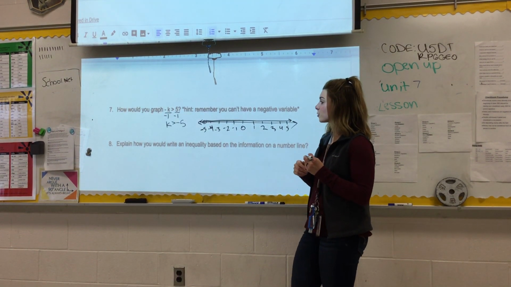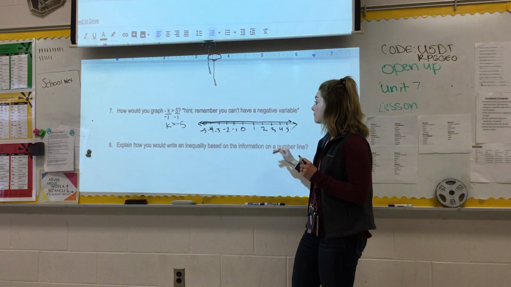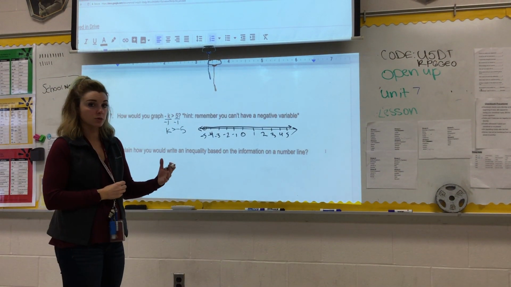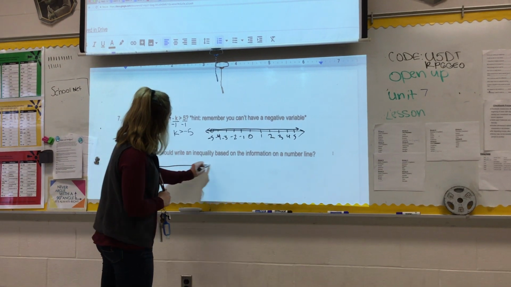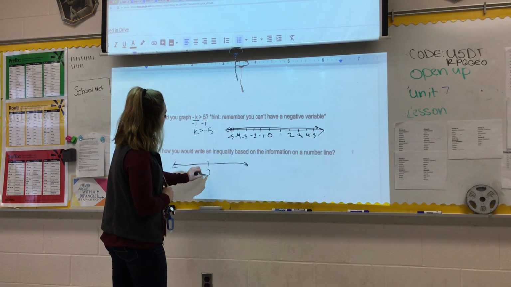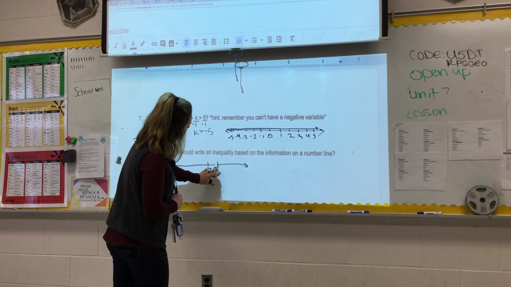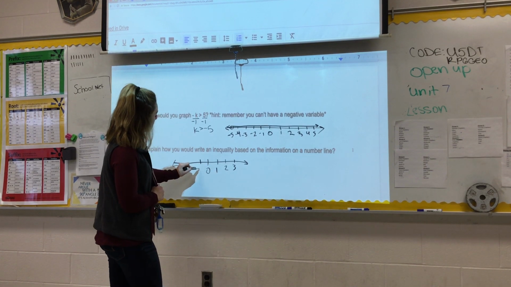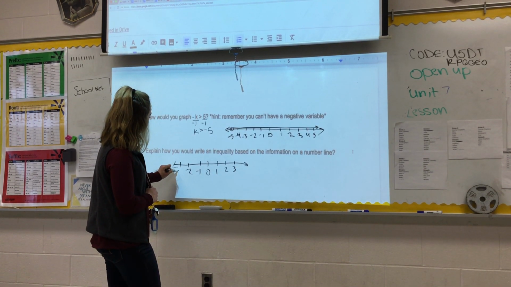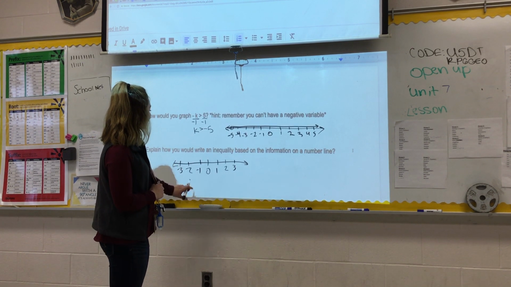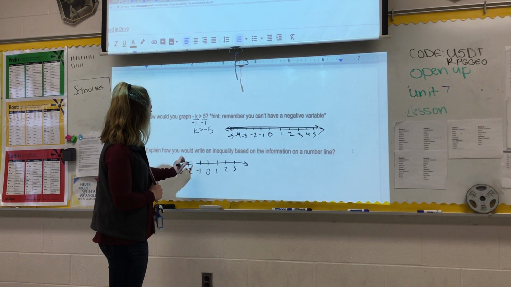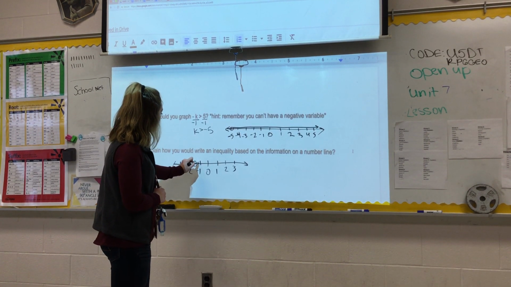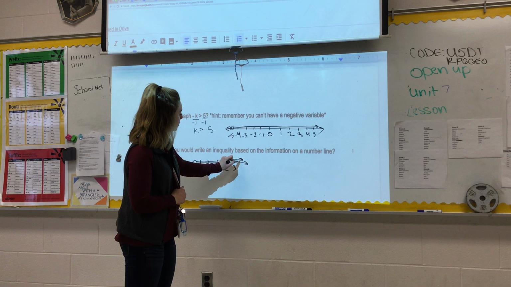So number 8 says, explain how you would write an inequality based on the information on a number line. Again, you're going to have answer choices for this one on your test as well. If you have a number line that looks like 1, 2, 3, negative 1, negative 2, negative 3, and I've got an open circle right here, and then an arrow pointing to the right.